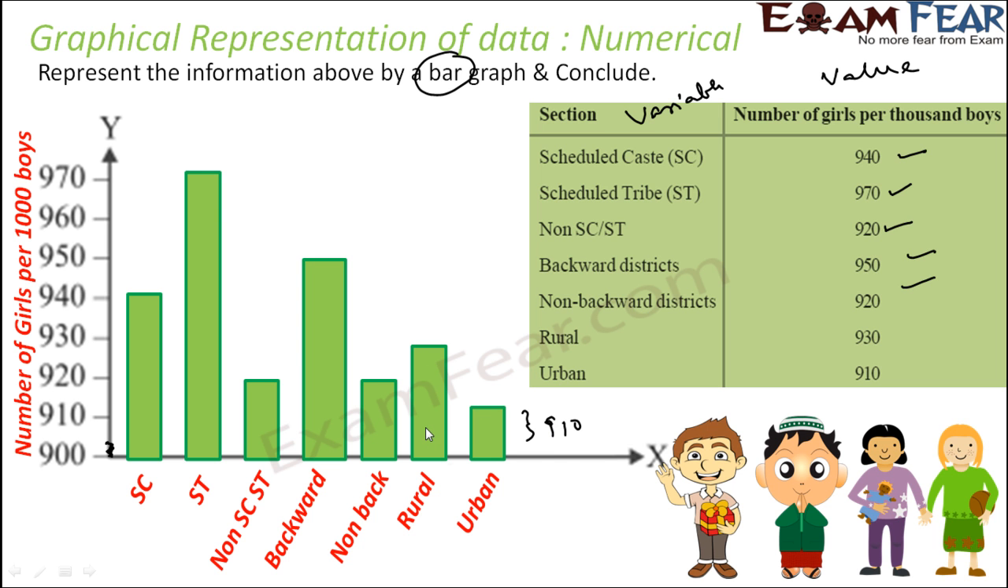Now what can we conclude? Just looking at the graph, we can see that scheduled tribe, ST, has the maximum number of girls per 1000 boys, and 910, that is the urban people, have the minimum number of girls per 1000 boys. This is the bar representation of the data given.